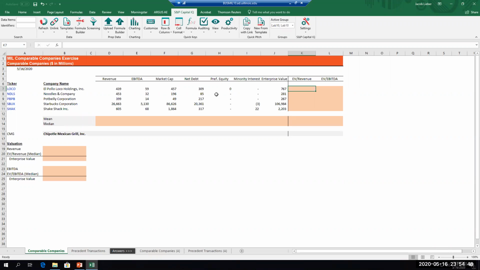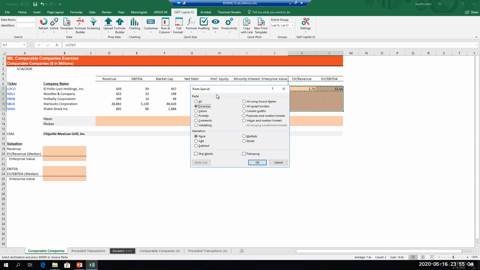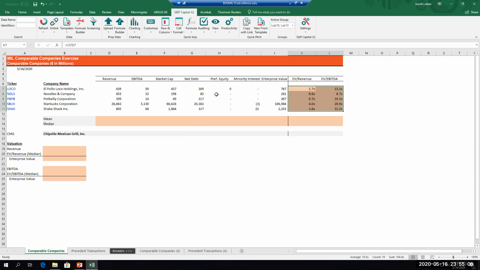So EV over revenue and EV over EBITDA. So what I'm going to do is take enterprise value and divide it by revenue, and enterprise value divided by EBITDA. I'm going to copy and paste these down, Alt ESF, using the keyboard shortcuts we've been using throughout this whole entire time. And as you can see, now we have the relative metrics that each of these companies are trading at.